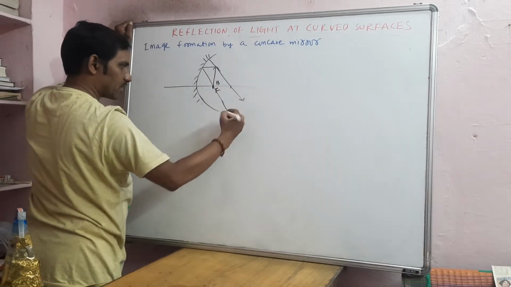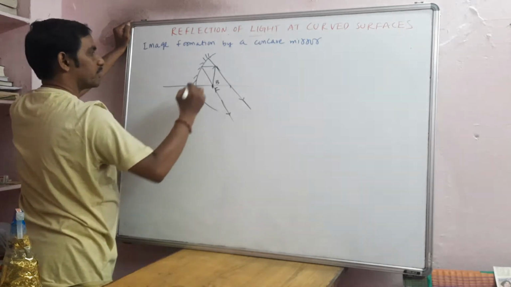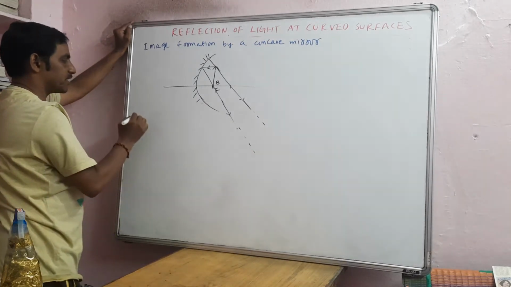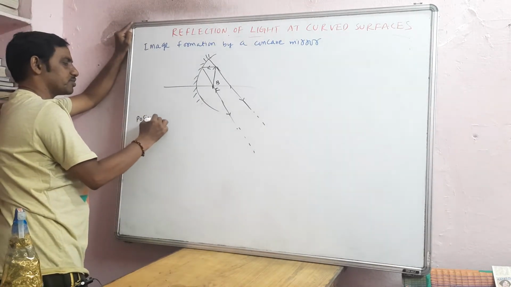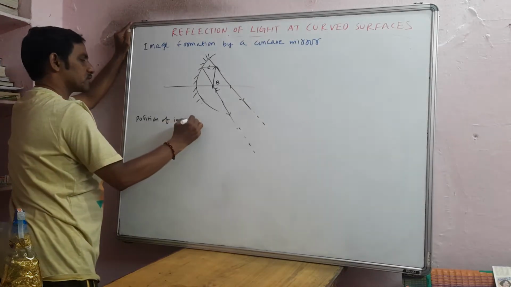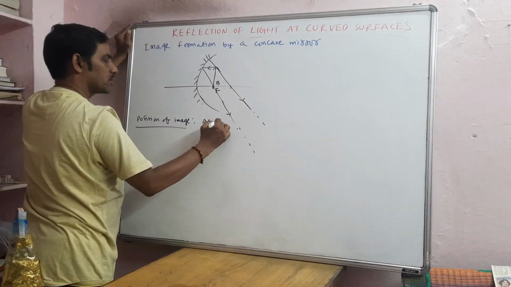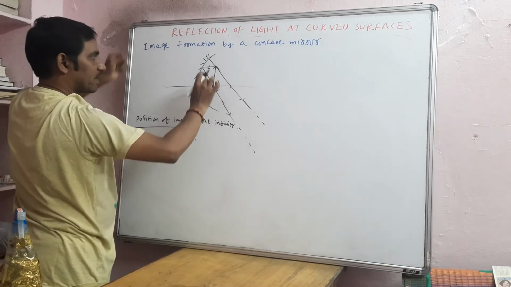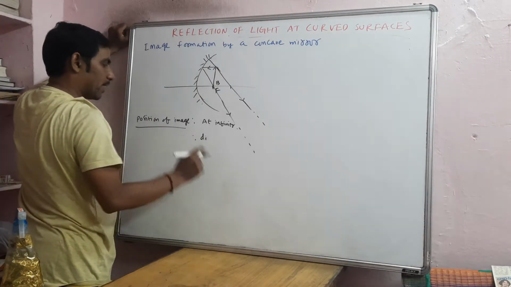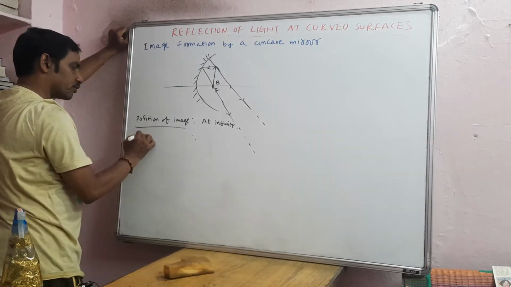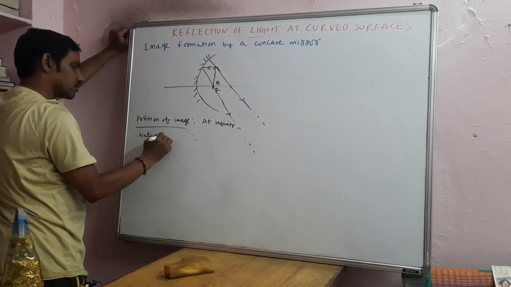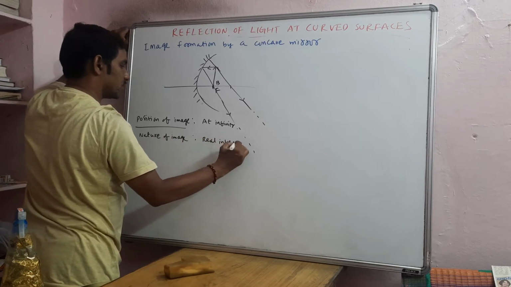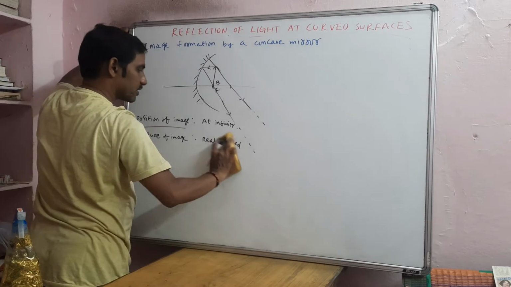These two light rays are parallel, and parallel light rays never meet, so you have to consider that they meet at a point called infinity. That is the reason you write the position of the image at infinity. The size will be highly diminished, so you write diminished. And the nature of the image: the light rays really meet, so you write real and inverted.